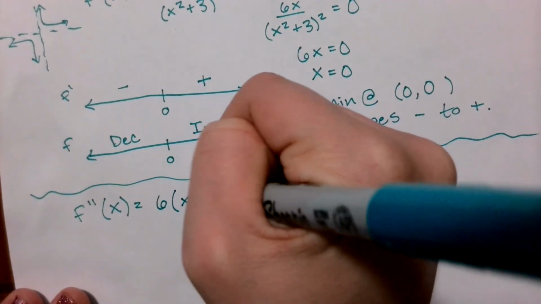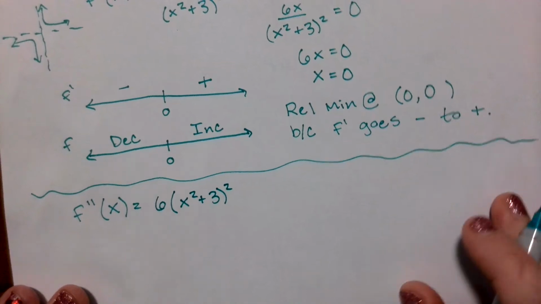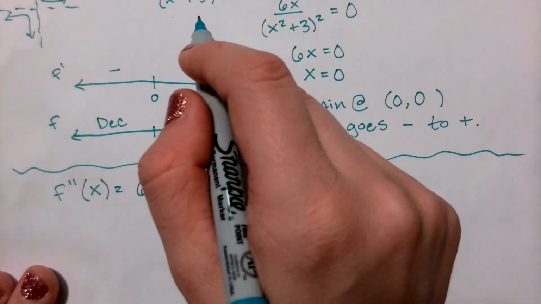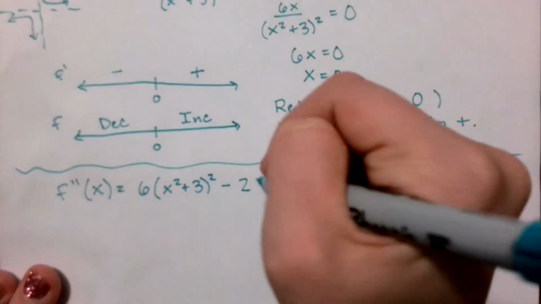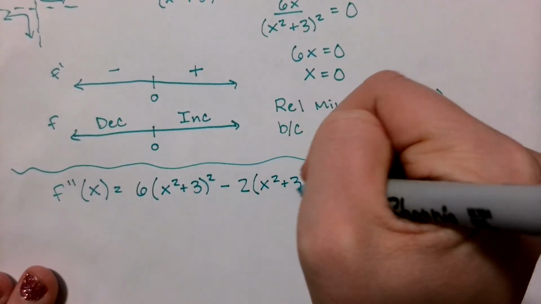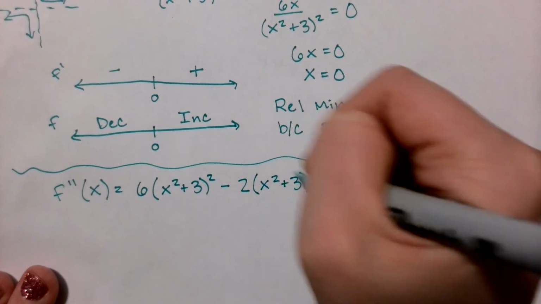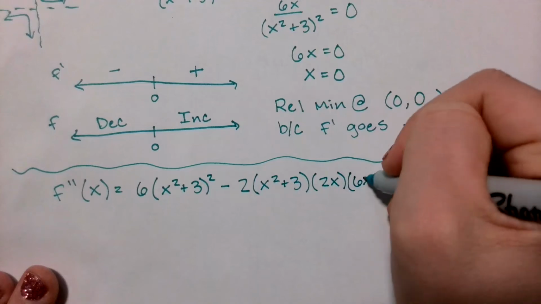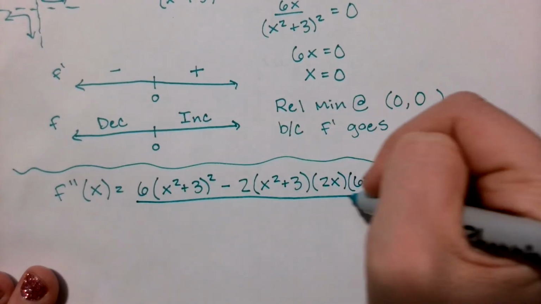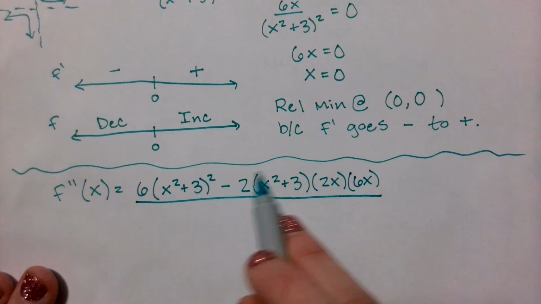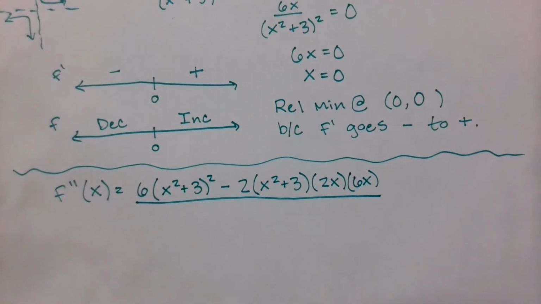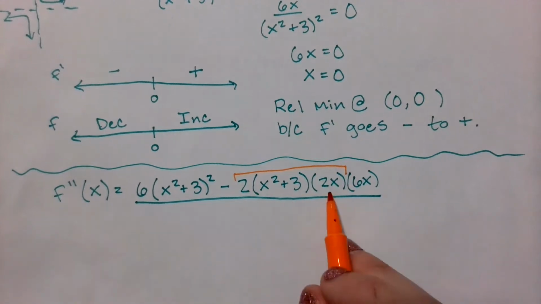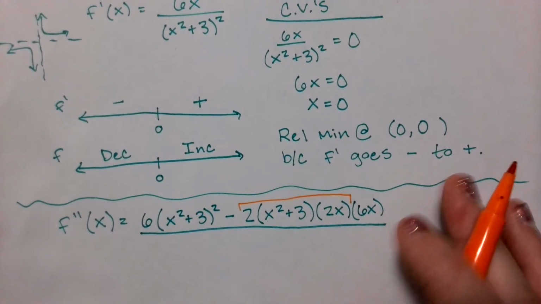x squared plus 3 squared. I'm sorry, I'm kind of crooked. Minus the derivative of my denominator. I do have to use the chain rule for that, so we've got a 2, x squared plus 3, times the derivative of the inside, so 2x, and then times the numerator, 6x. So saying that again, this whole 2 times x squared plus 3 times 2x is the derivative of my denominator here.